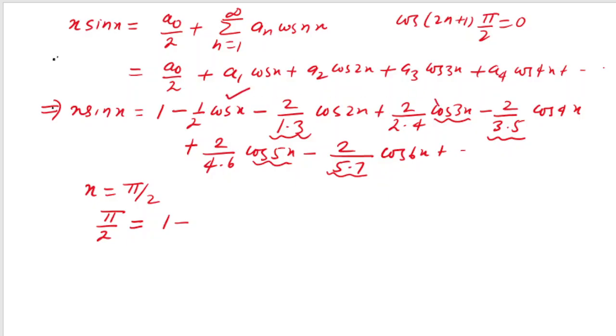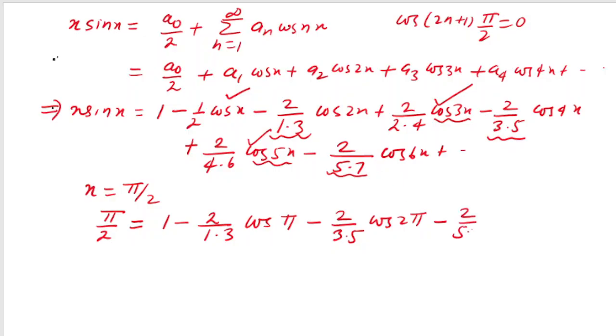Cos 3 pi by 2 will become 0. Cos 5 pi by 2 will become 0. So I will get 1 minus 2 by 1 into 3, and here I will get cos pi. Then I will get minus 2 by 3 into 5, here I will get cos 2 pi. Then here I will get minus 2 by 5 into 7, I will get cos 3 pi, and so on.